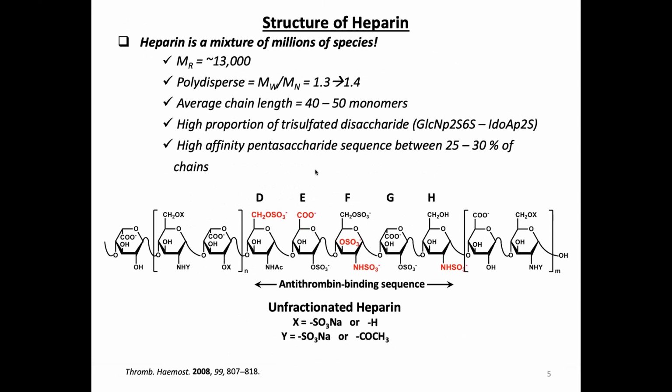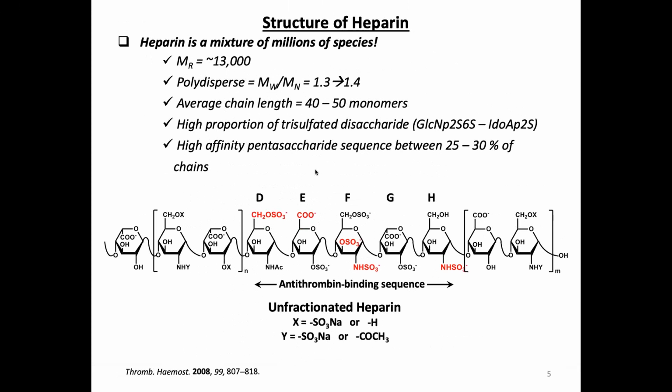That disaccharide is not present here, because this is the pentasaccharide. The pentasaccharide has none of that. But if this was sulfate, and if all 2 X's and 1 Y were sulfate, that would be the common disaccharide, which is the glucosamine NS6S iduronic acid 2S. In a chain of heparin, not in a chain, but in 1/3 of chains of heparin, not all chains of heparin would have the pentasaccharide.